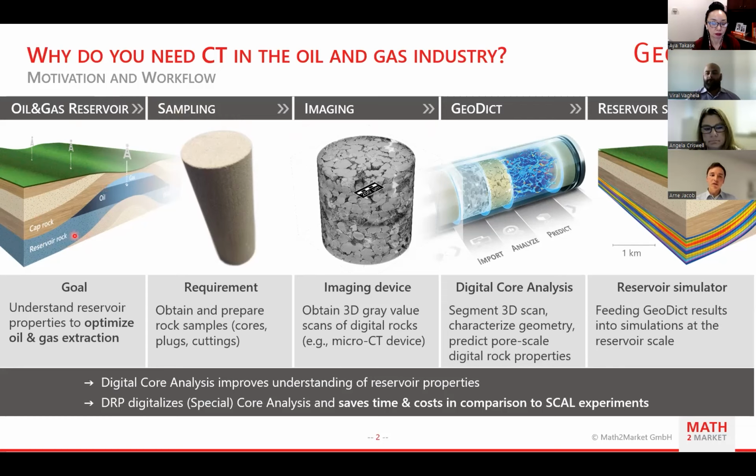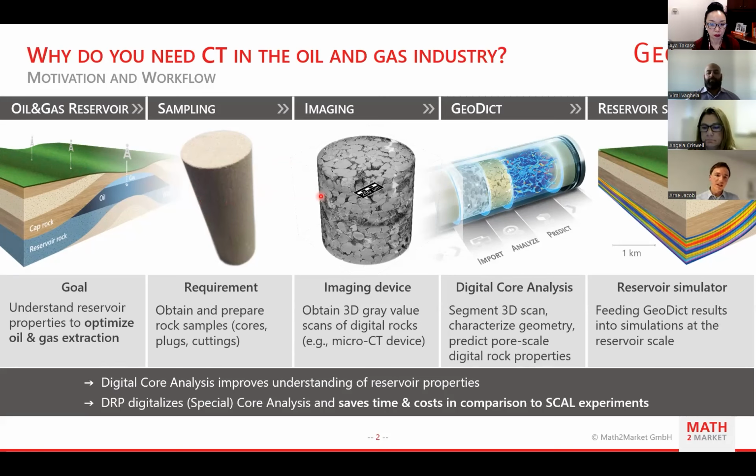The ultimate goal of each digital rock physics workflow is to understand the reservoir properties better and to optimize the oil and gas extraction. At the beginning of such a workflow, you drill a sample from your reservoir and image it by, for example, micro-CT. That can be, of course, a Rigaku device. Your goal is then to obtain high quality image data of that sample, which can be treated as a digital twin of your original sample you've drilled from your reservoir.